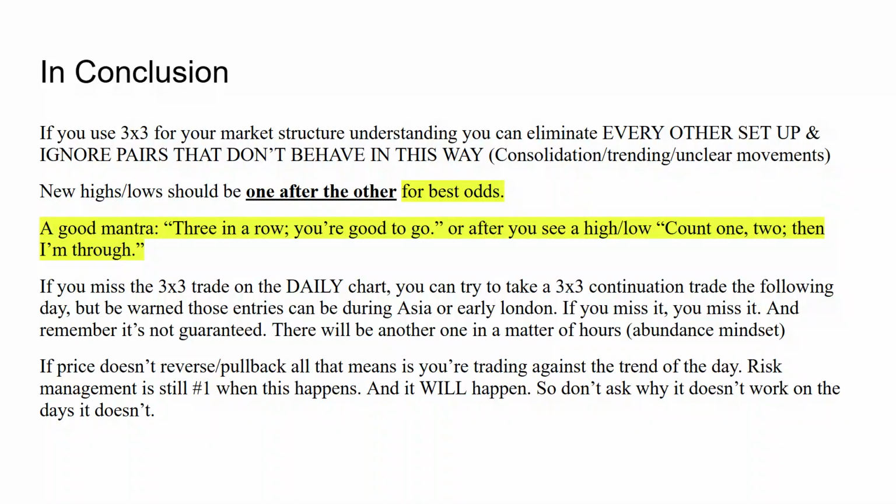If price does not reverse or pull back at all, that means you're trading against the trend of the day or the week. So risk management is still number one because these patterns, as great as they are, sometimes they will fail. It will happen. So don't wonder, well, hey, how come this range failed? Or how come this candle range didn't work out? You were trading against the trend, period, point blank. Okay. Or they just wanted to take price further down or up before they decided to reverse or pull back. It is what it is. We cannot predict the market. All right. But I hope that gave you a deep understanding of the 3x3 model.